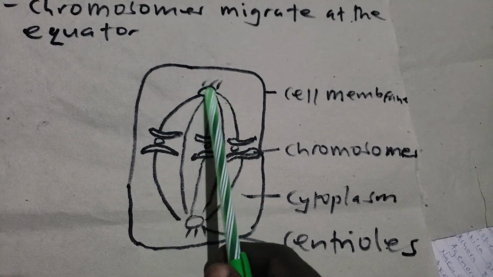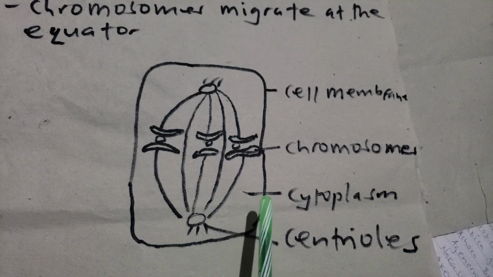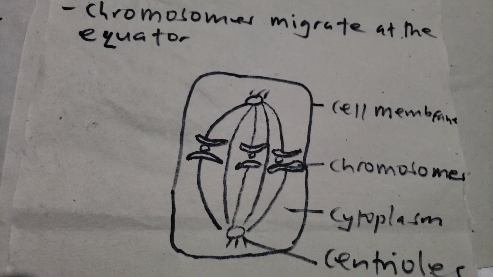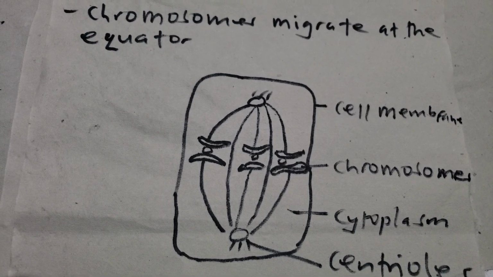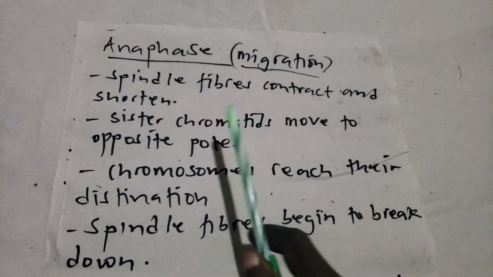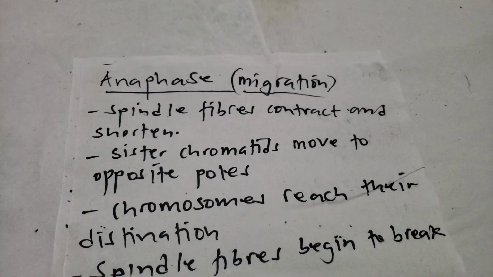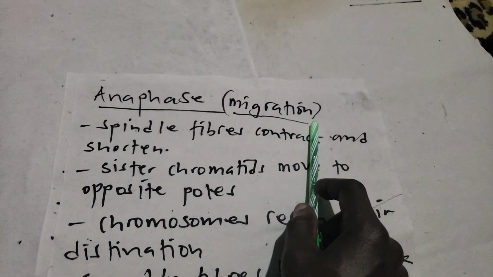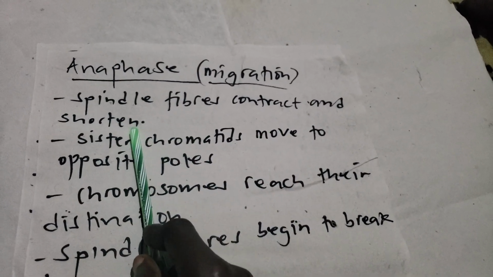These ones are called the centrioles. This is the cell membrane. This one is the cytoplasm. So that has been metaphase as a stage. So let's proceed to the next stage. The other stage is called the anaphase, or you can call it the migration stage. Now here the spindle fibers contract and shorten.